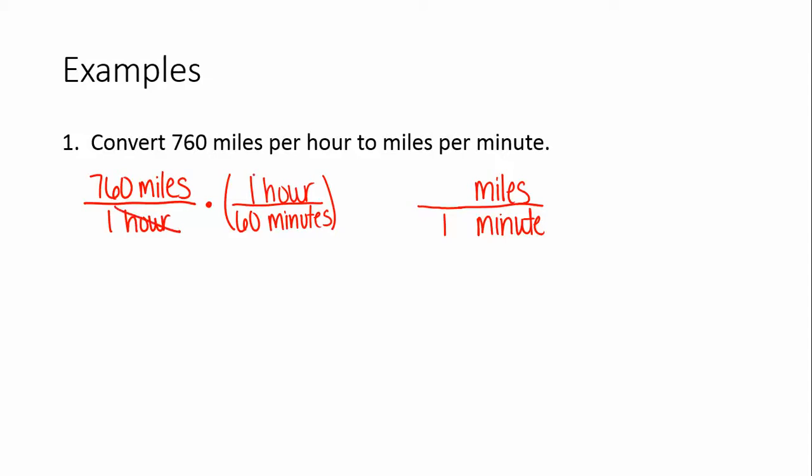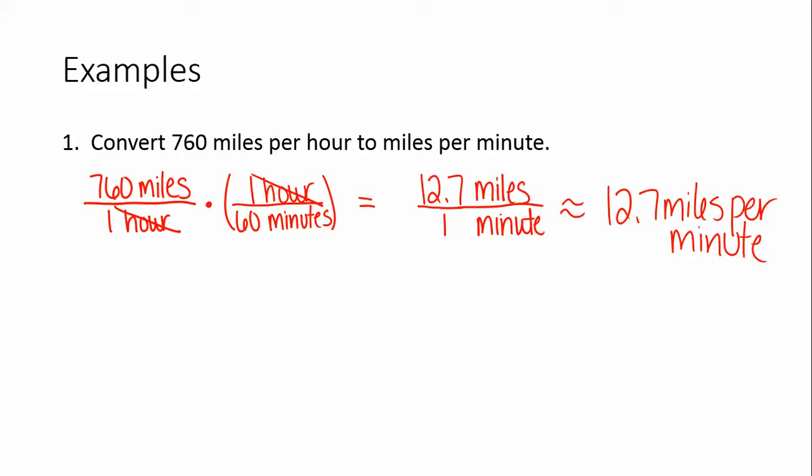So the hours will cancel, and when you look at the units you have left, miles over minutes, that's what we want, miles over minutes. So now what do we do? Any numbers you see across the top you'll multiply, and then you'll divide anything on the bottom. So we have 760 on top, and we are going to divide that by 60. And when you punch that in a calculator, you get 12.6 repeating. So we're going to round that and say it's about 12.7 miles per minute.